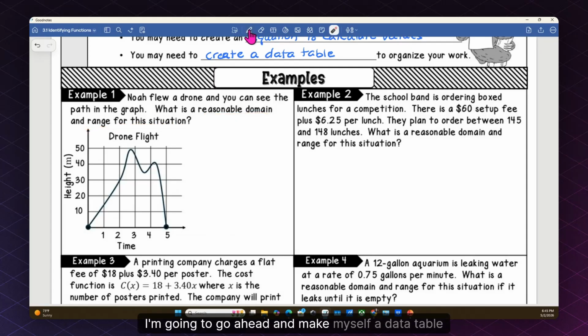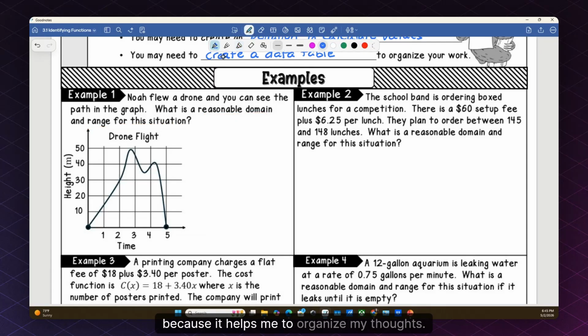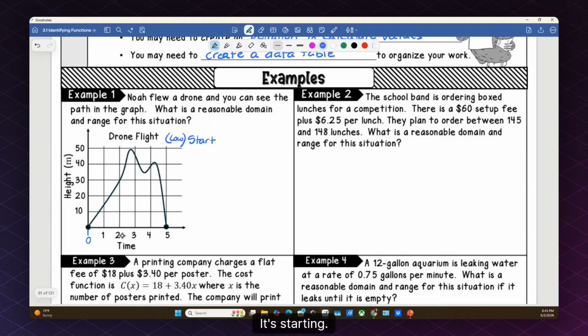I'm going to go ahead and make myself a data table because it helps me to organize my thoughts. So let's think about where we are starting out at. Okay, and in this case, I can also think of this as my lowest value. It might not always be your lowest, but in this particular graph, it is our low. Our time down here, this is going to be 0, right? It's starting.